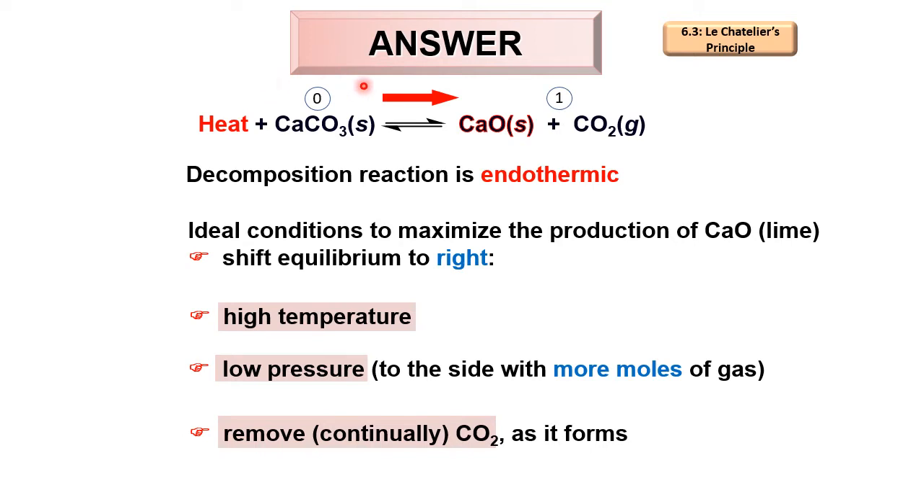If I want to shift to the right side, in this case the endothermic reaction is favorable, so we have to increase the temperature. And then from 0 to 1 means from a fewer number of moles to a higher number of moles, so we have to have low pressure and high volume, so that the system equilibrium position can shift to the side with more moles of gas. And then next, we can remove the concentration of CO2 continuously, so the system will shift to the right.